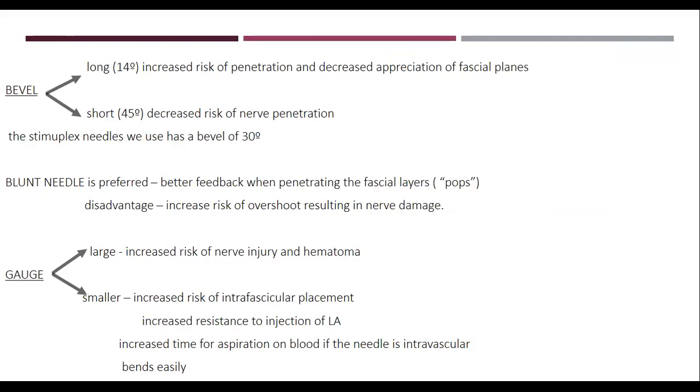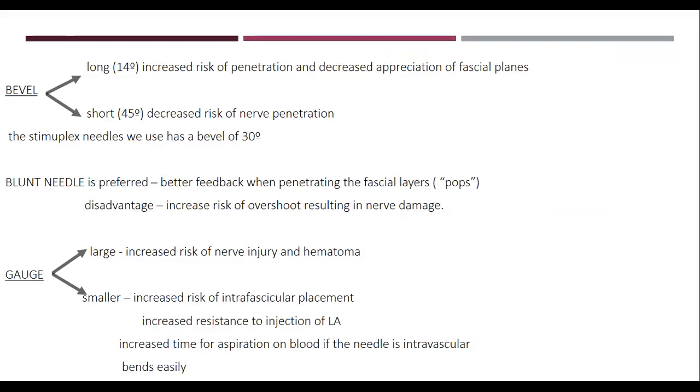Coming on to the bevel, there are short bevels and long bevels. Long bevel is 14-degree, with increased risk of penetration and decreased appreciation of fascial planes. Short bevels have a 45-degree angle and decreased risk of nerve penetration. The stimiplex needles which we use have a bevel of 30 degrees. And a blunt needle is preferred because of better feedback when penetrating the fascial layers, like pops, which can be better felt when you use a blunt needle rather than a sharp needle. The disadvantage is increased risk of overshoot resulting in nerve damage.